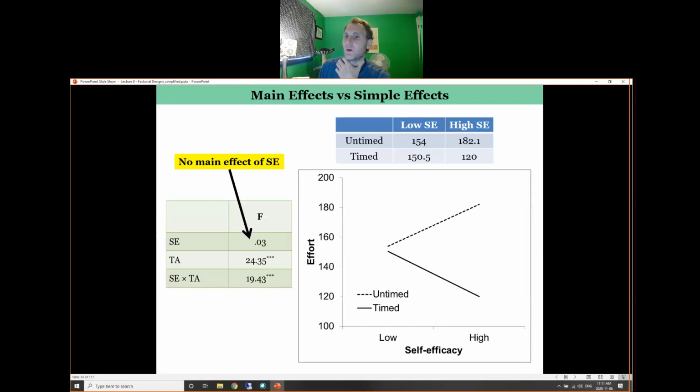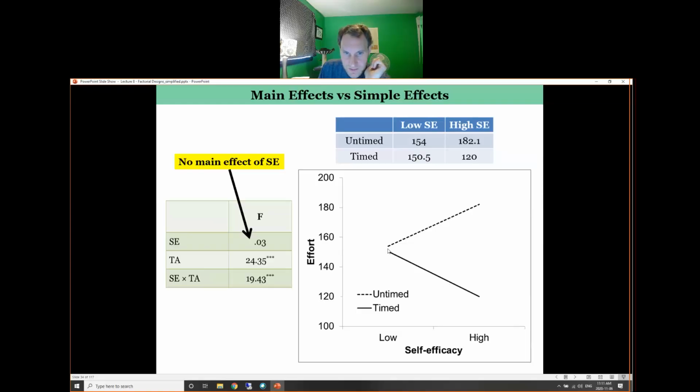So here, what's in our omnibus table, and here I've just shown the last column, just the F column, is our main effects. That's what's in the omnibus table, the main effects. And so our main effect of self-efficacy is the effect of self-efficacy on effort, our dependent variable, averaged across levels of time available. So if we look at that here, the averaged across is the middle of these two lines, wherever the middle of the dashed line and the solid line are.